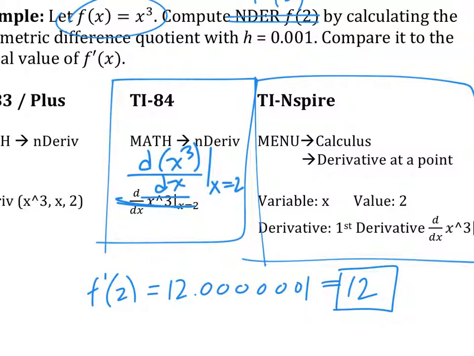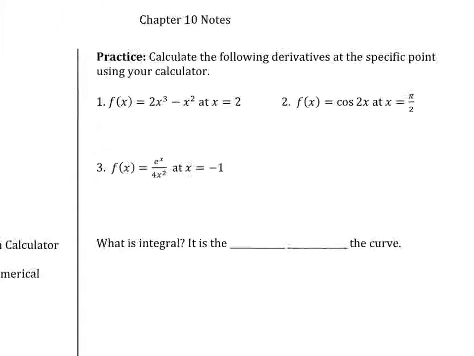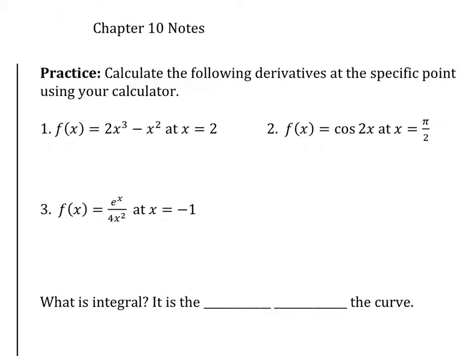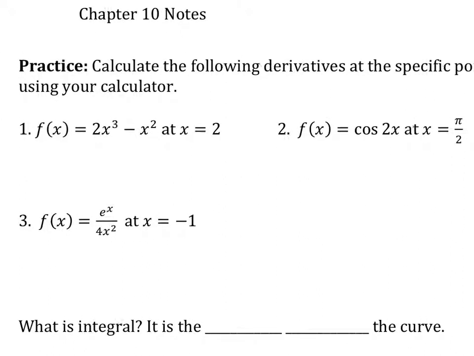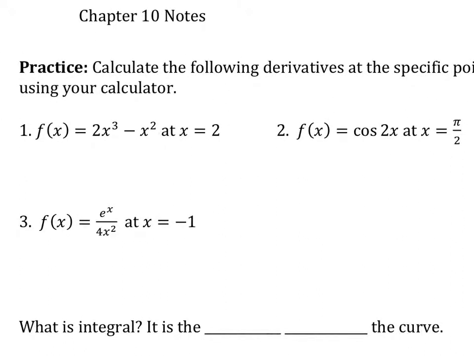All right, let's do some calculator practice. Find the derivative of the following at specific points. From this moment on in calculus, you are never going to use degrees anymore, so always keep your calculator in radian. So when you get this cosine 2x, you got to make sure your calculator is in radian, especially since that is pi over 2. You got to be in radian. All right, let me know when you have the answer to 1, 2, 3.